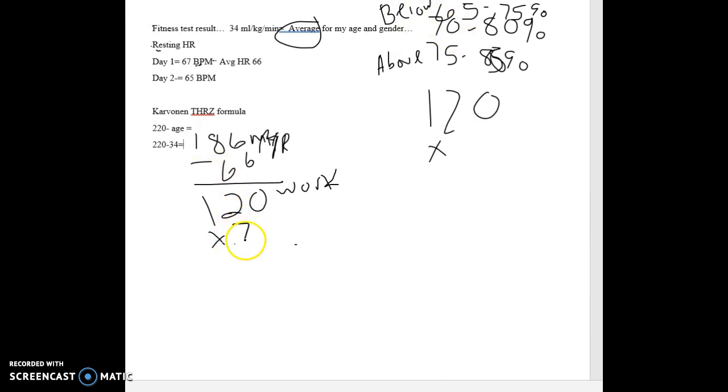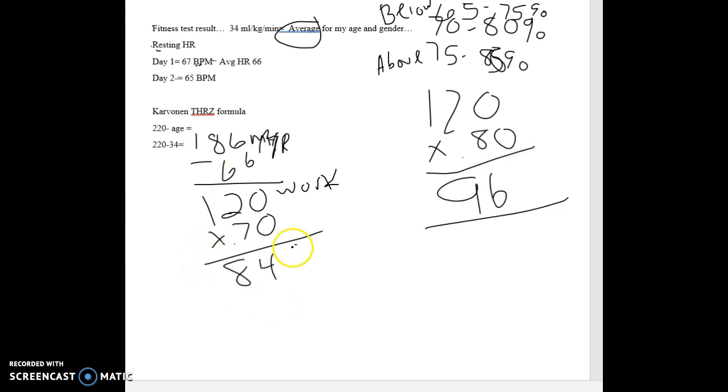So I multiply this 120 times 0.70. This will give me an 84. I then take that 70% and I add the 10 to it to get the 80%, because I'm using this range right here because I was average. I put the 0.80 here, multiply my 120 times 0.80, and I get 96.